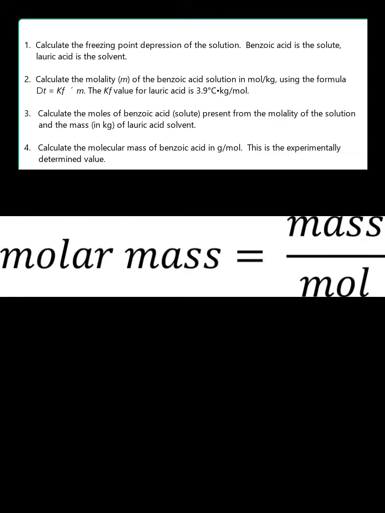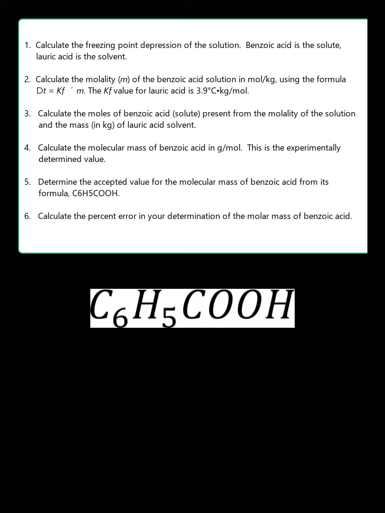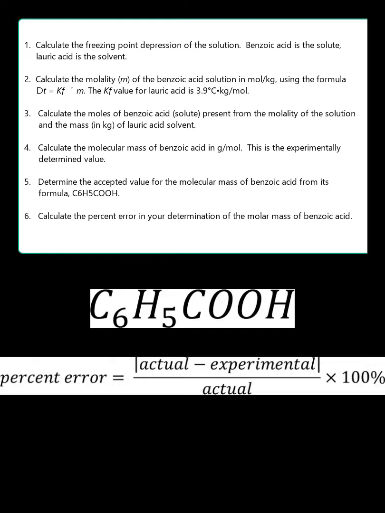Now use the moles of benzoic acid calculated in question 3 and the mass you measured out of benzoic acid during the experiment, and you can calculate the molar mass. Finally, you can use your periodic table to calculate the molar mass of benzoic acid, which is C6H5COOH. Using the periodic table mass as your actual mass and your answer to number 4 as your experimental mass, you can calculate the percent error in your experiment.